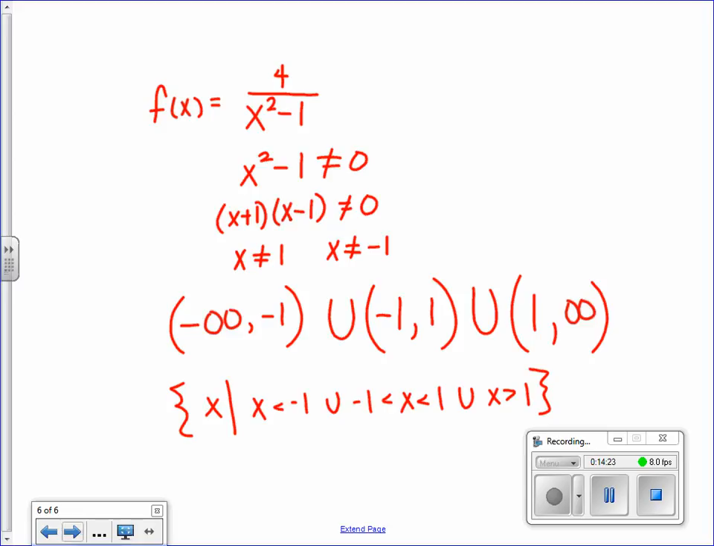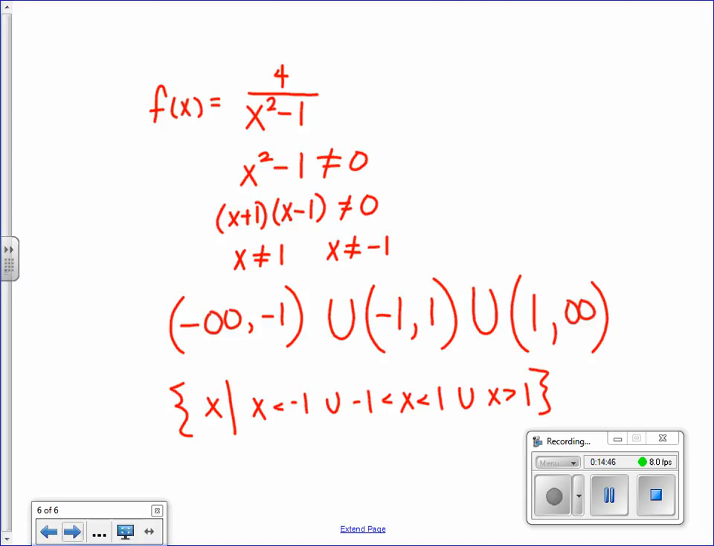Alright, so we didn't focus on that too much, but that's something that you need to know. Functions can model real-world situations, and when they're real-world situations, a lot of times the domain is defined by what you're talking about.